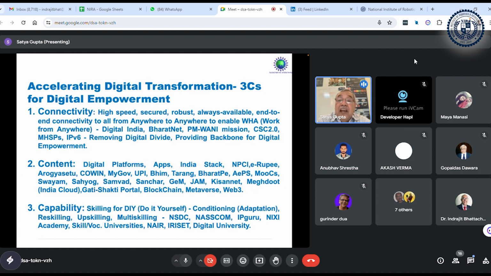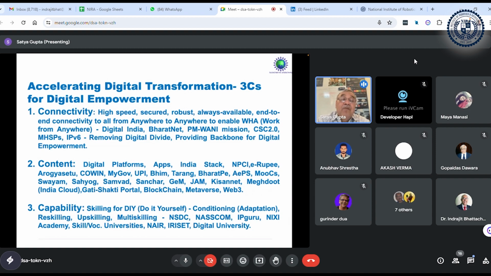So many things like NPCI, e-Rupee, Aarogya Setu, CoWIN, MyGov, UPI, BHIM, Bharat Pay, and many more, JAM. All these things put together are the content, and they are basically clubbed under what you call India Stack, and it is running over the connectivity. So connectivity is required, then the content is required.